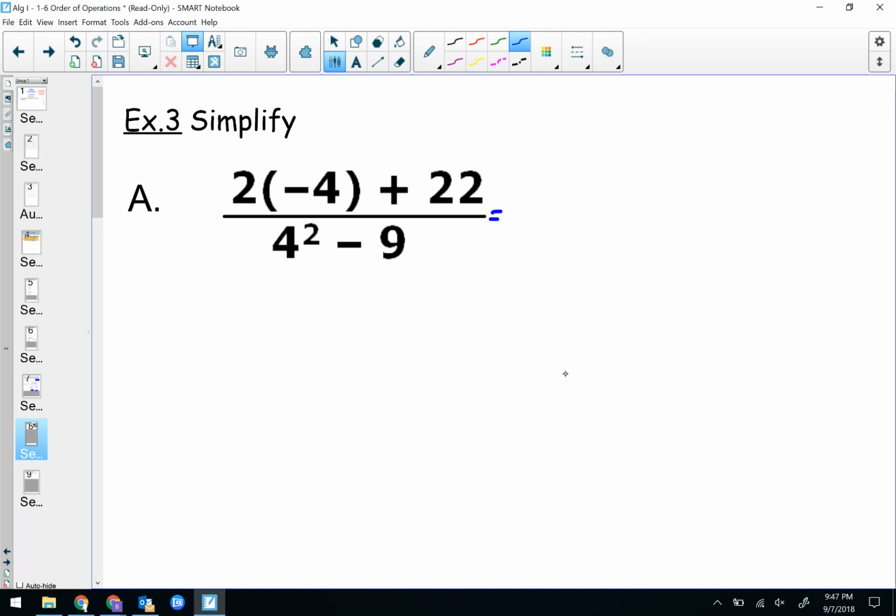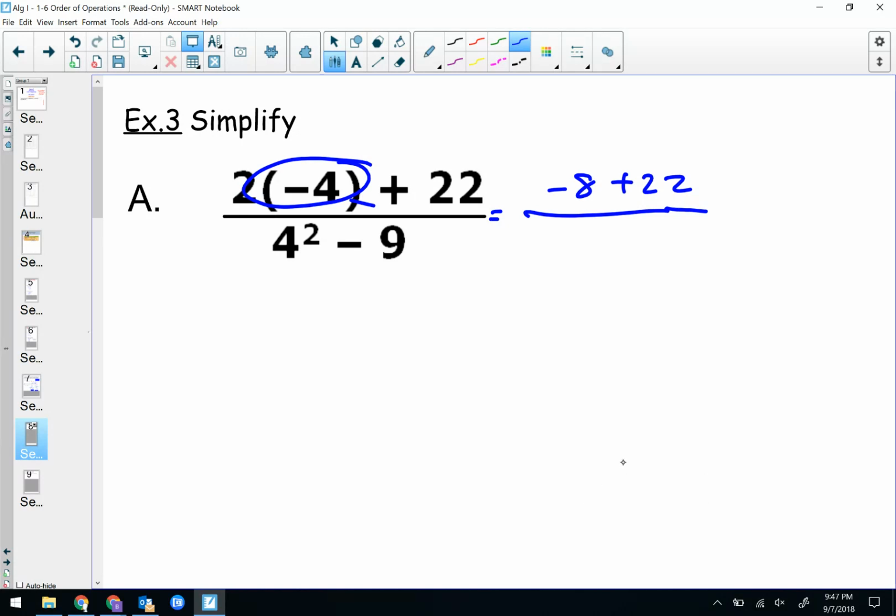Let's reduce the numerator. I see some multiplication in the numerator right here. So 2 times negative 4 is negative 8 plus 22. Oh, that's a bad fraction bar. Now I can do the bottom. I can do the bottom completely separately, so I can do them step by step.